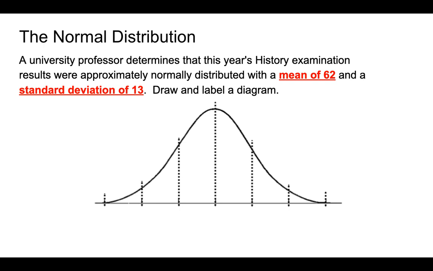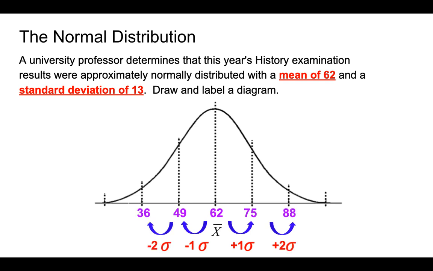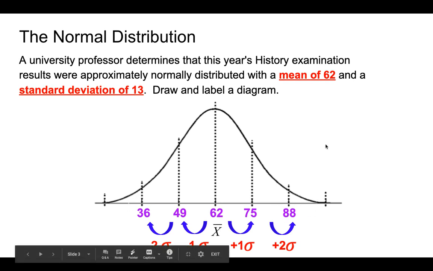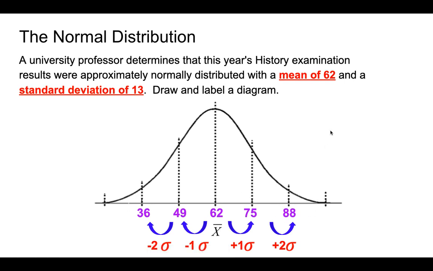For a different example, a university professor determines that the year's history exam results were approximately normally distributed with a mean of 62 and a standard deviation of 13. Once again, we can put 62 in the middle because that is the mean, and in this case it's also the median if the results are normally distributed like this. We're going to add and subtract 13 in both directions for 1 standard deviation. Then we're going to add and subtract 13 again, so a total of 2 additions of 13 on the right, 2 subtractions of 13 on the left to get 36 and 88. Those are 2 standard deviations from the mean.